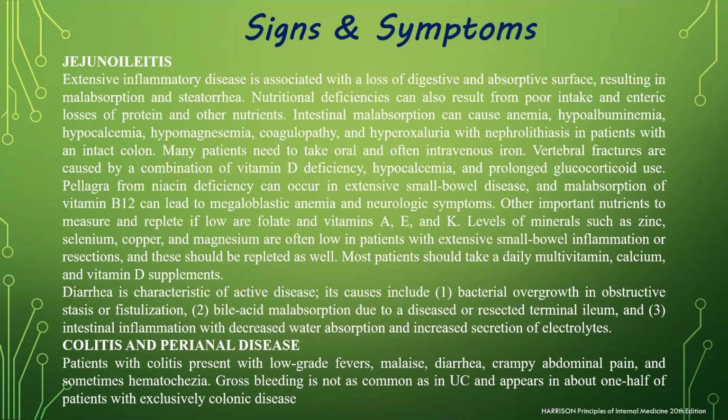Other important nutrients to measure and replete if low are folate and vitamins A, E, and K. Levels of minerals such as zinc, selenium, copper, and magnesium are often low in patients with extensive small bowel inflammation or resection, and these should be repleted as well. Most patients should take a diet, multivitamin, calcium, and vitamin D supplements.